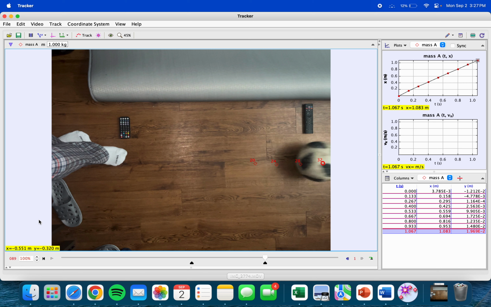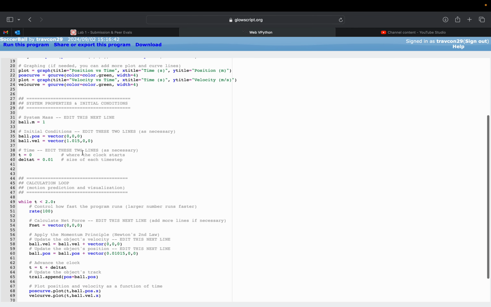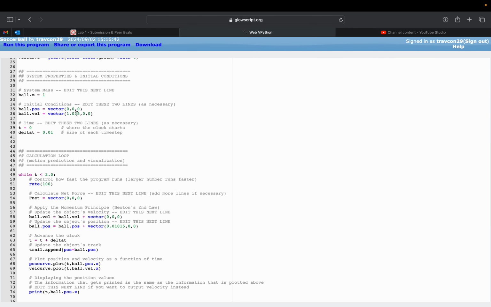Anyways, after dividing the last point, 1.083 meters, by 1.067 seconds, I was able to identify the average velocity over the elapsed time, which is 1.015 meters per second. I then used this average velocity in my model, and that can be seen right here. The model which we can see now has the same constant velocity as the observed situation.